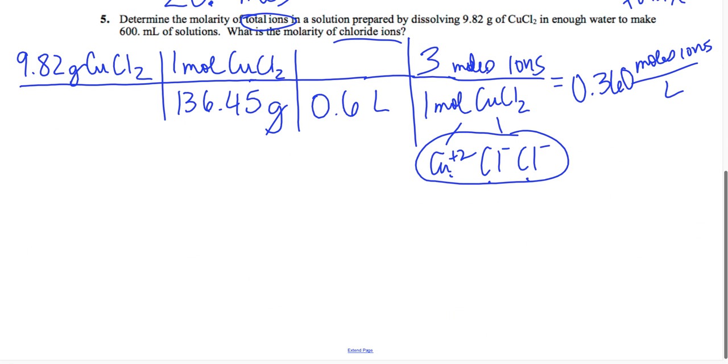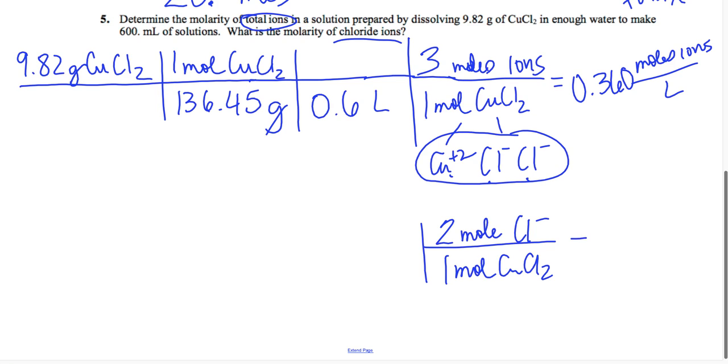Okay, cool. Now let's do the chloride ions. All the work is the same up to this point, so I'm just going to add, for every 1 mole of CuCl2, how many moles of chloride ions do I have? Yes, 2 moles of Cl minus. So that's 0.240 moles per liter of Cl minus.